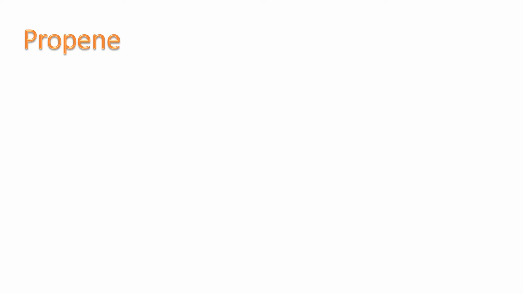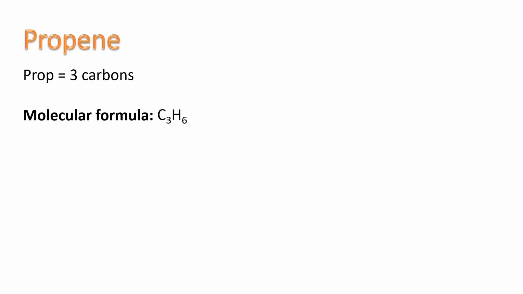And on to our next alkene, propene. Prop has 3 carbons, so we start with our molecular formula, and that will be C3H6. Again, just a reminder how we do this. Wherever there's an n in the general formula, we replace that with 3 because there are 3 carbons in propene, and we get C3H6.